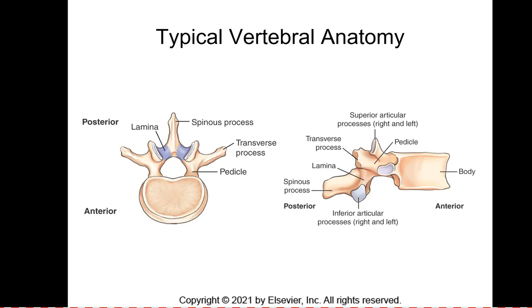Okay, so to summarize, a typical vertebra consists of 2 pedicles, 2 laminas, and those help to form the vertebral arch. The vertebral foramen is the hole in the middle where the spinal cord passes through. You also have 2 transverse processes which extend laterally, and 1 spinous process which extends posteriorly. And then, of course, each vertebra has a large body. So again, those are typical characteristics of any vertebra. Each vertebra also has 4 articular processes, 2 superior and 2 inferior, right and left. And again, those create certain joints.